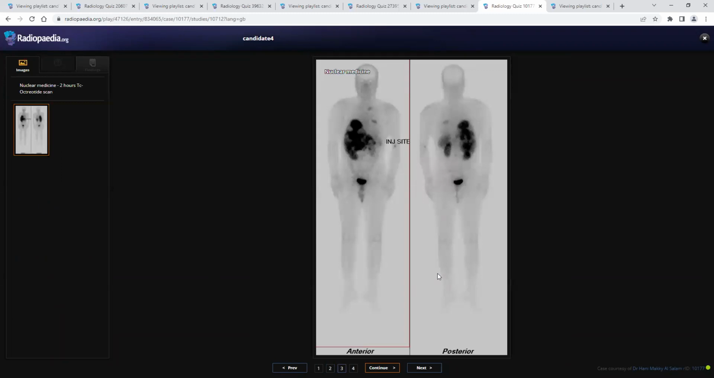So what is this? There is increased uptake in the liver as well as in the lung lesion. It is a nuclear PET study, and I think there is increased FDG uptake in the lung lesion as well as in the liver lesions. So the primary lesion is in the left lung, maybe a bronchial carcinoid with secondary deposits in the liver.